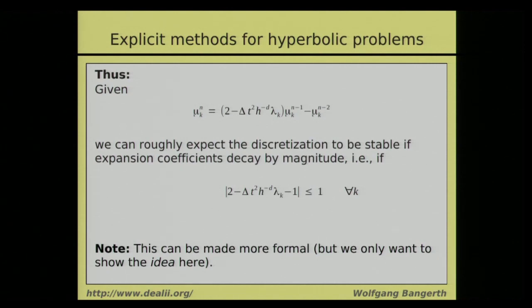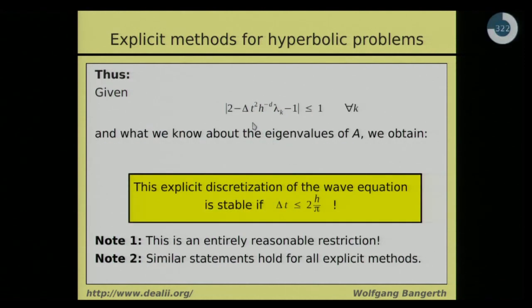So what that implies is that this term must be less than 1, and if I plug in what I know about the eigenvalues of this matrix A, namely that they're h to the d times k squared pi squared, where k cannot be bigger than 1 over h, then I can show that this inequality is satisfied if I choose delta t less than or equal to 2 times h over pi. Okay, so that now turns out to be an entirely reasonable restriction.